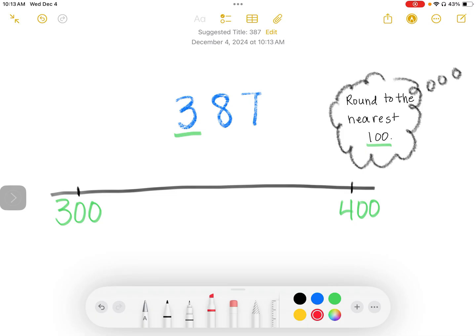All right, that one's not too hard. That would be the number 350. I put that number in the middle because it helps me think about where I'm going to round to and where to place my number.